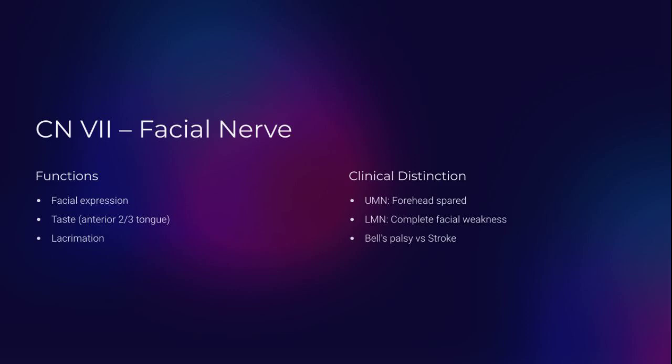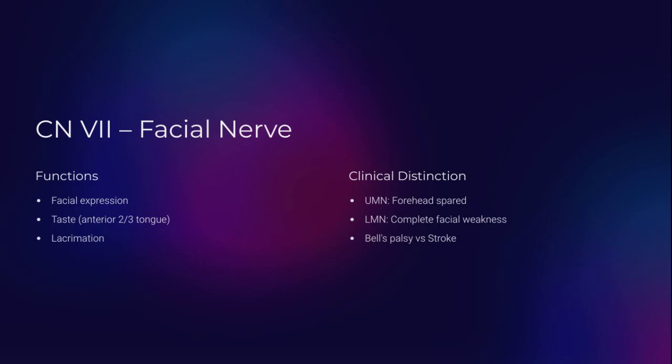Facial expressions, taste from anterior tongue, lacrimation. This nerve does it all. Know the difference between upper and lower motor neuron lesions. In upper motor neuron, the forehead is spared. In Bell's palsy, it's not.